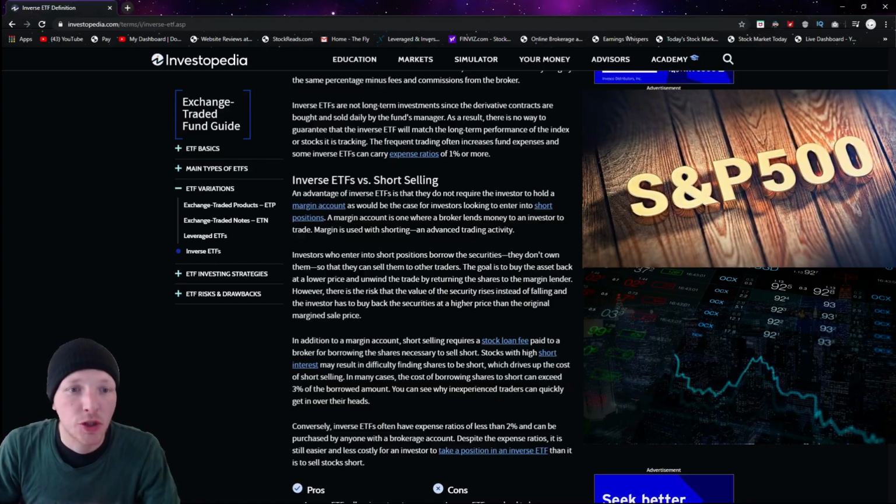Investors who enter into a short position borrow the securities, they don't own them, so they can sell them to other traders. The goal is to buy the asset back at a lower price and unwind the trade by returning the shares to the margin lender.